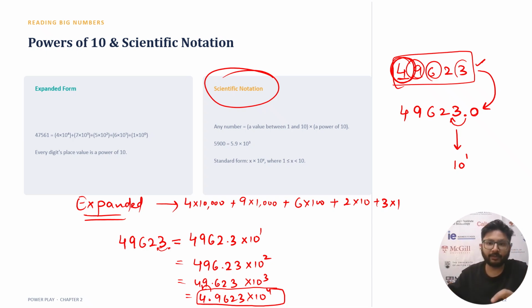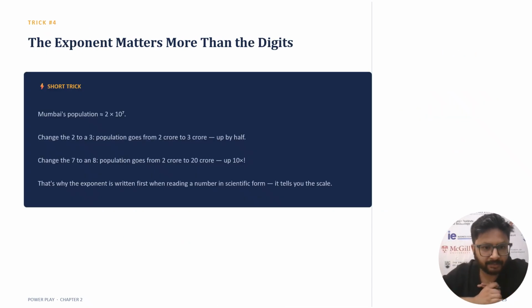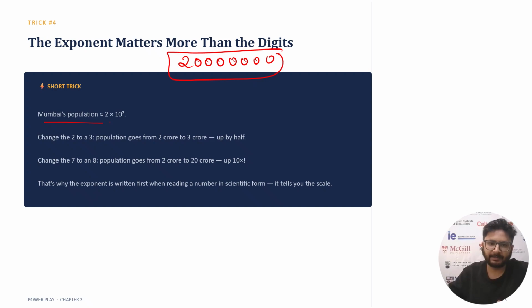What if you move the decimal to the right-hand side by one place? Then the power of 10 will get reduced by 1. Now, the exponent matters more than the digits. So if I want to write down a huge number, for example Mumbai's population, it is this much, right? This number I would have to write again and again. Instead of that, I'll write it in the notation of exponents.